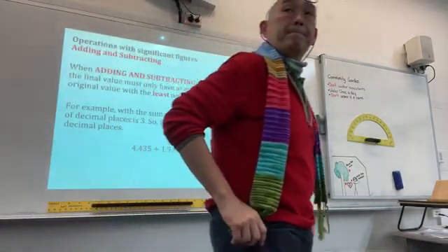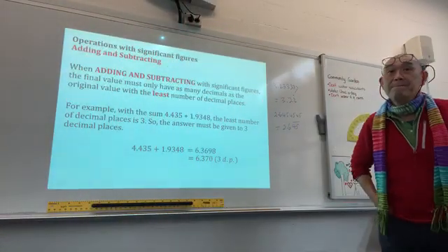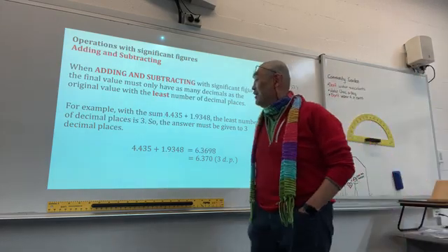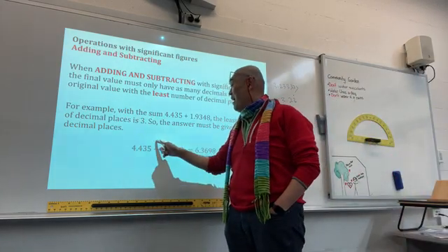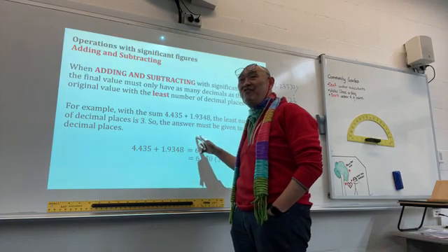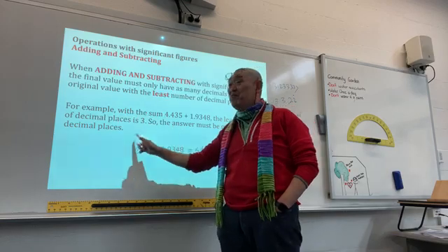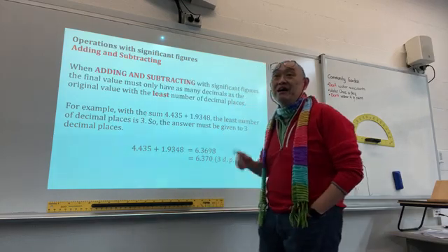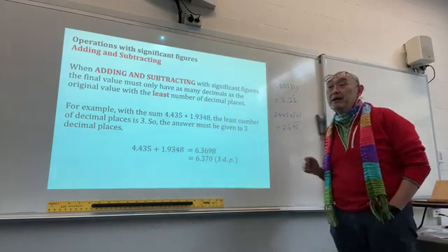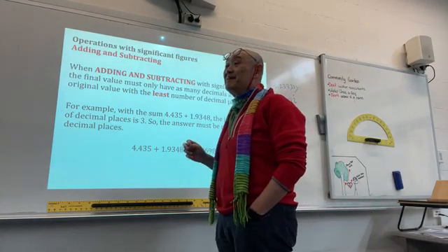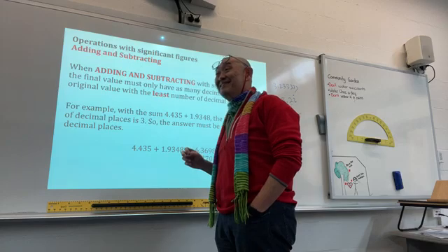Why is it the least number of decimal places and not the least number of sig figs? Because it could be 4 plus 2.345 or 4.0 plus 2.345. So you may have to have one extra one. Would this be part of the exam? Probably.